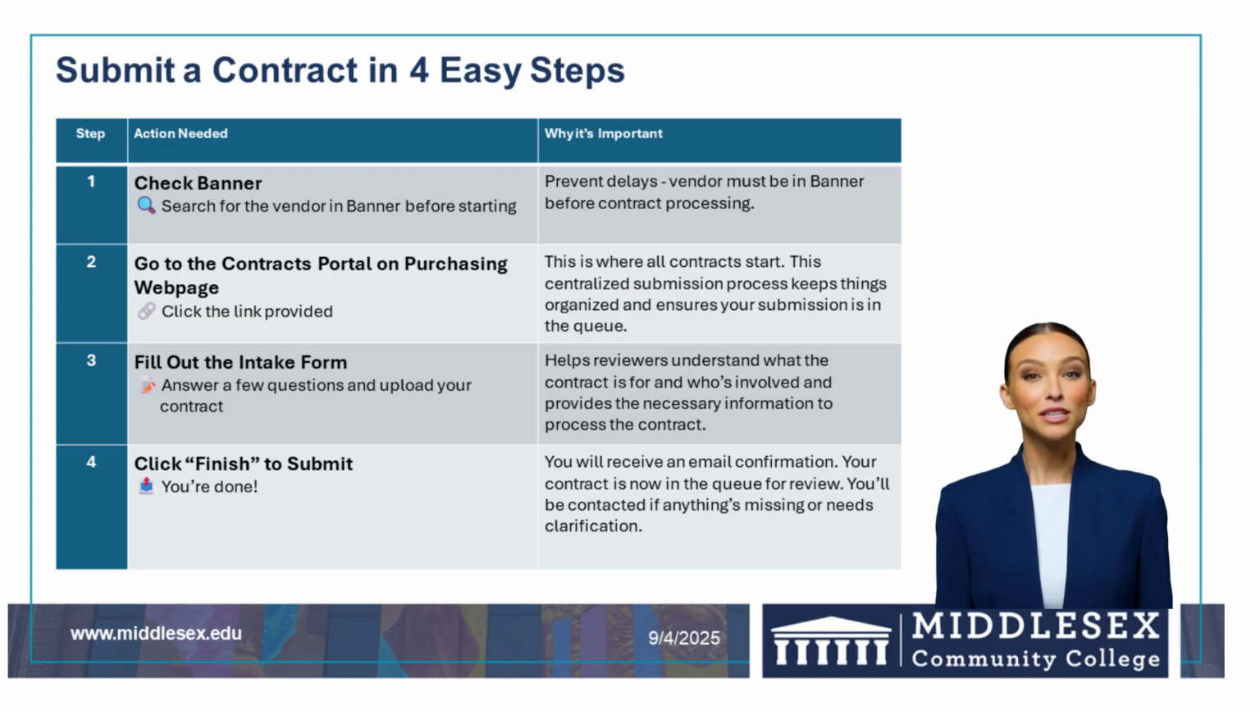Now that you understand who can sign and why that matters, let's walk through how to submit a contract. The process is designed to be simple and streamlined, but following each step carefully is key to avoiding delays. We've broken it down into 4 easy steps, starting with checking Banner to make sure the vendor is already in our system. From there, you'll use the contracts portal, fill out an intake form, attach the contract, and submit everything with just a click. Each step plays a role in helping us process your contract efficiently and accurately.